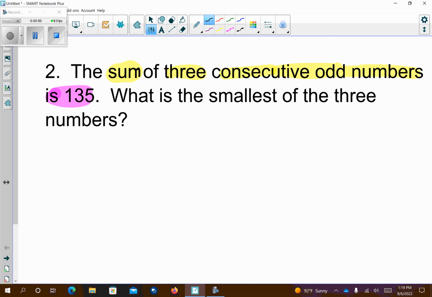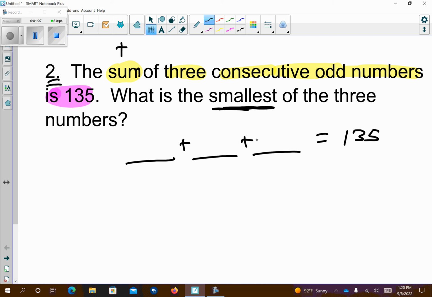Okay, so a few things. Sum means plus. Is equals. And it looks like we have to find the smallest of the three numbers. So right now I have this, that is 135. So sum means we're going to add everything up. So let's think about an odd number. An odd number is like 1, 3, 5, 7. So these are improving by 2 each time.